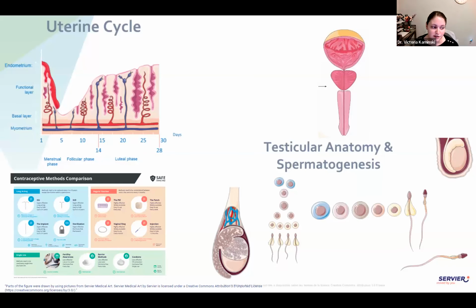Uterine cycle is also something to be very familiar with. This is a question that boards like to ask about in terms of ovulation, luteal phase, and things like that. So I do like to mention this, as well as things in contraceptive methods. You can see on your right upper screen a diagram of the prostate, and then different information in terms of testicular anatomy. Spermatogenesis is featured as well.